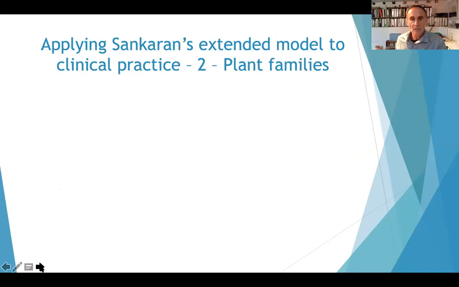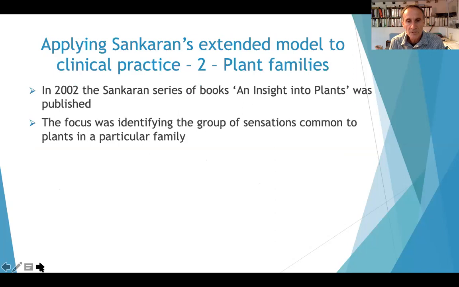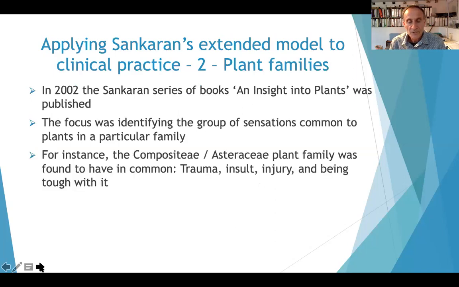So let's look at how this might be applied in practice, looking at plant families. In 2002, a series of three books was published called An Insight into Plants. The focus here was identifying the sensations common to plants in a particular botanical family. So the Compositae, the Asteraceae family, which we know includes remedies like arnica, Bellis perennis, chamomilla, echinacea, and so forth, were found to have in common, through repertory analysis, trauma, insult, injury, and needing to be tough with it.